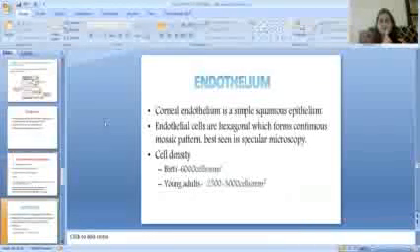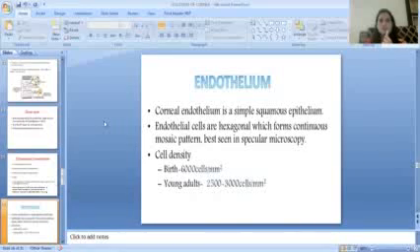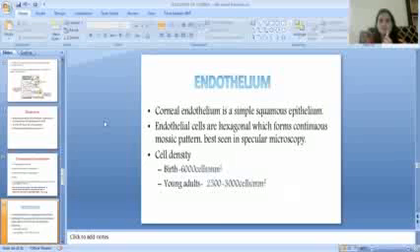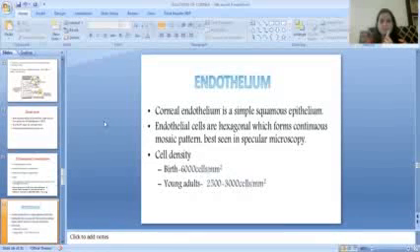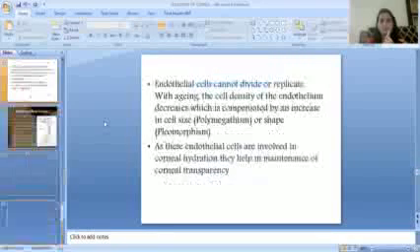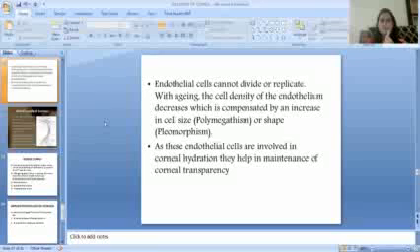Then the last layer is the endothelium. Corneal endothelium is a simple squamous epithelium. Endothelial cells are hexagonal, which form a continuous mosaic pattern, best seen in specular microscopy. Cell density at birth is 6,000 cells per square millimeter, and in young adults 2,500 to 3,000 cells per square millimeter. Sorry. The endothelial cells cannot divide or replicate.